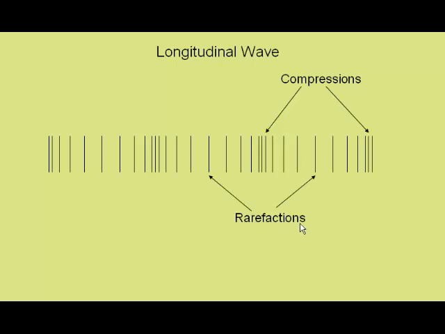To measure the wavelength of a wave, we need to find a point on one wave and measure the distance to an identical point on the next wave, from the centre of this compression to the centre of this compression, for example, as is shown here. Wavelength is always given the symbol lambda. We could equally have gone from the centre of this rarefaction to the centre of the next rarefaction.